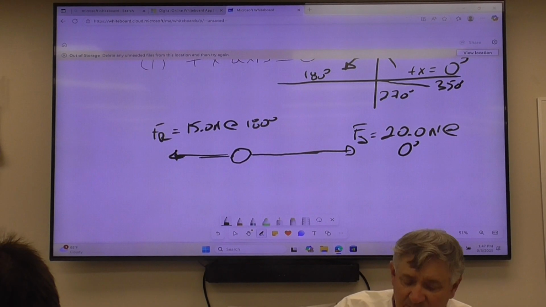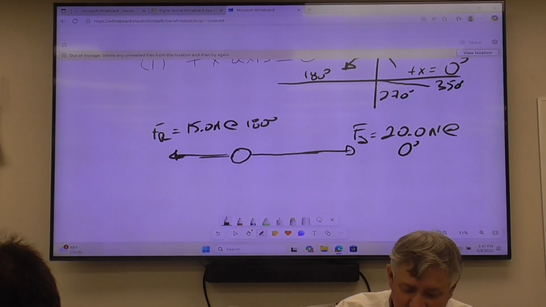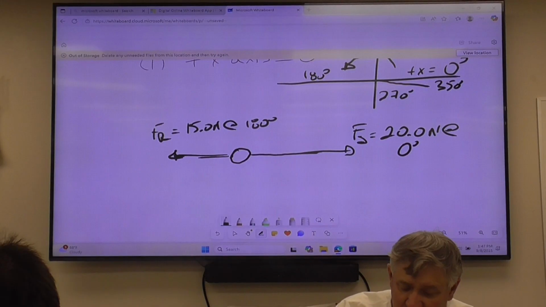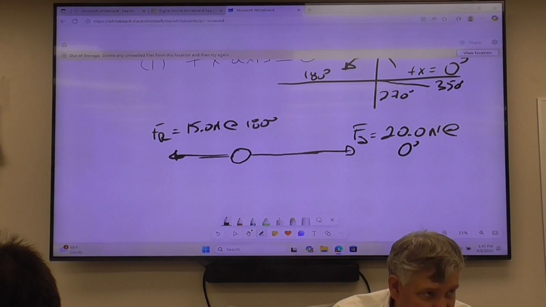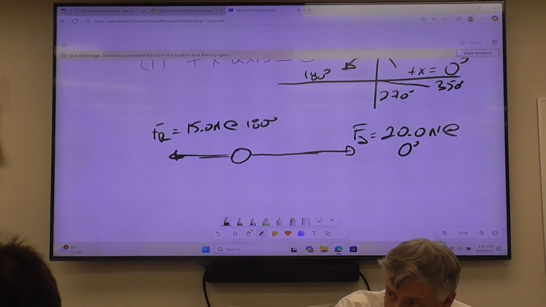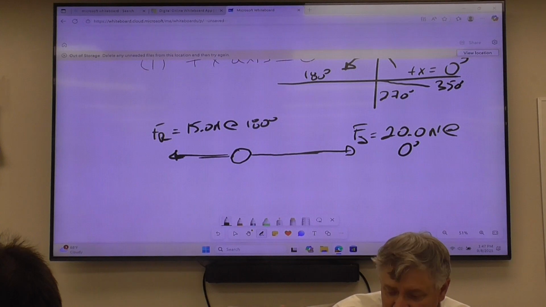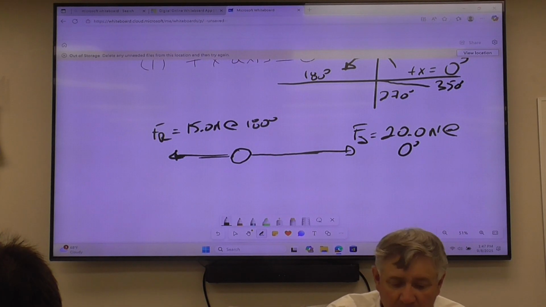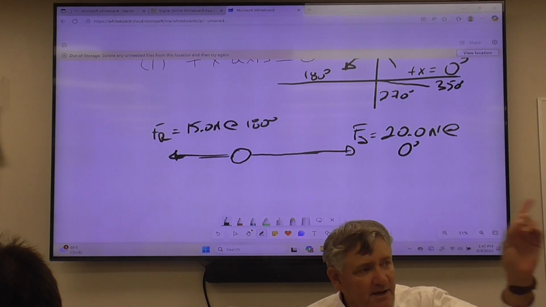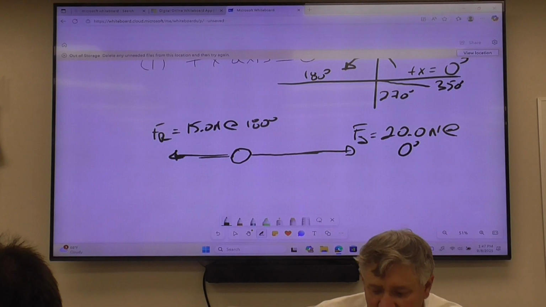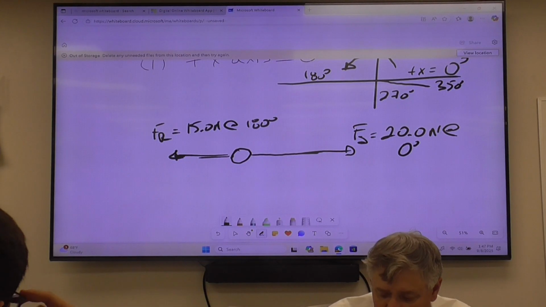Now, these could be forces, they could be acceleration, they could be velocities, it could be displacement, it could be momentum, it could be electric fields, it could be magnetic fields, okay? Anything that can be represented as a vector quantity, we're going to go through the exact same process, okay? Nothing changes. This just happens to be forces. So, I got Ryan pulling that way, also a vector quantity, 15 newtons at 180 degrees.